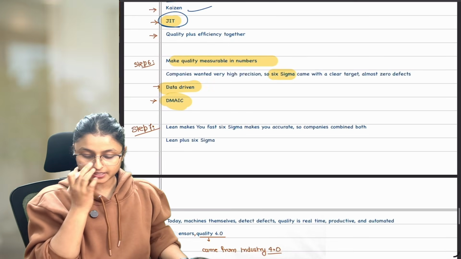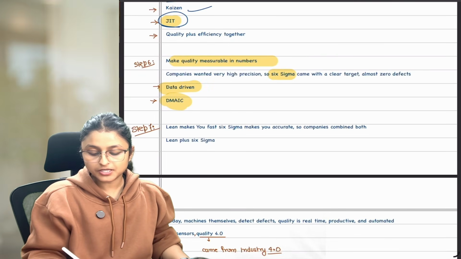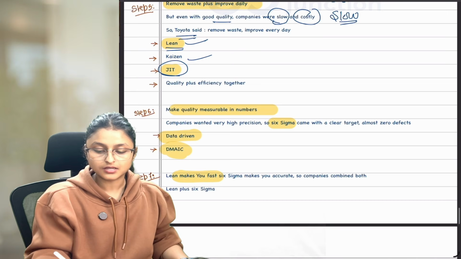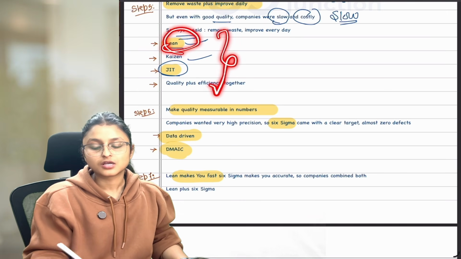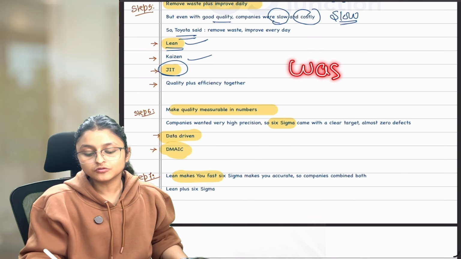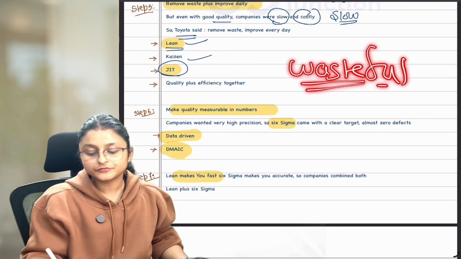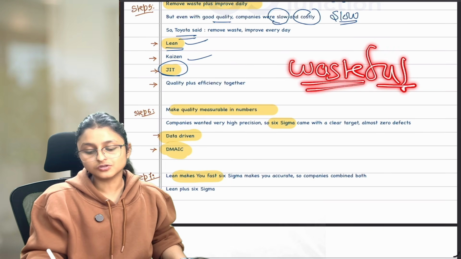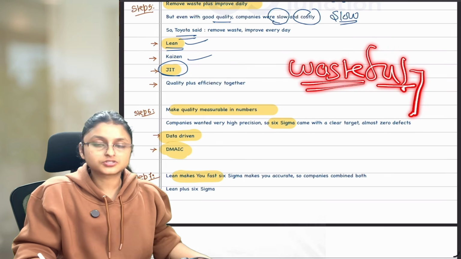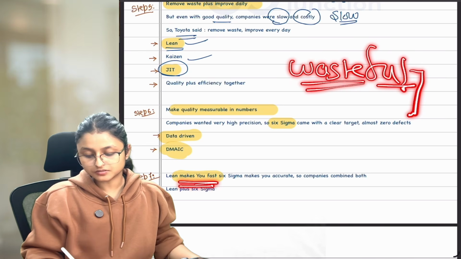Now let's move forward. After this, lean made us fast. Think about it. How was lean able to make us fast? Because lean helps us remove all the things which are wasteful. And if you are removing every wasteful activity, then you will be able to perform the work faster, right? So lean was making us faster.